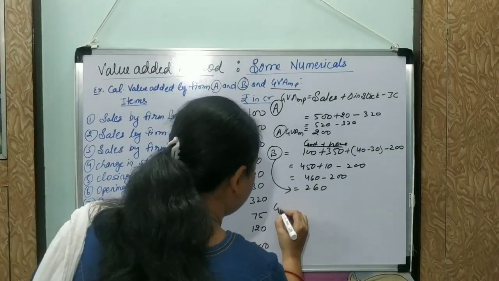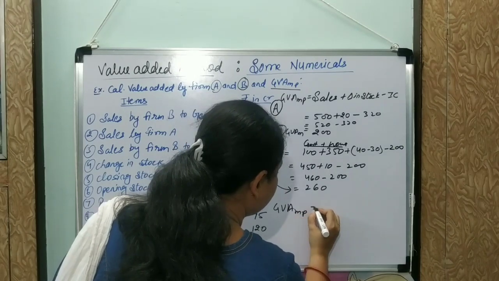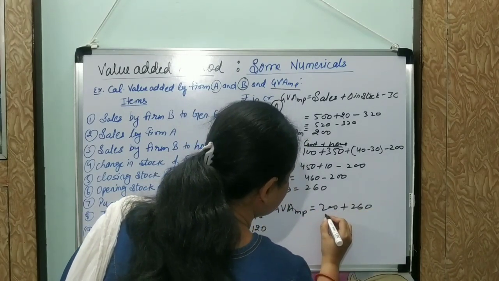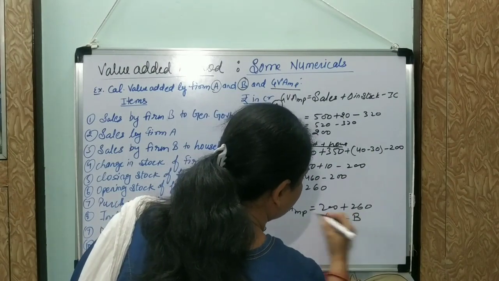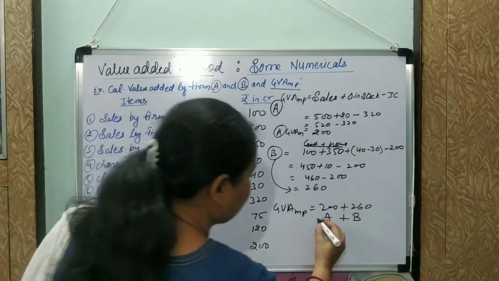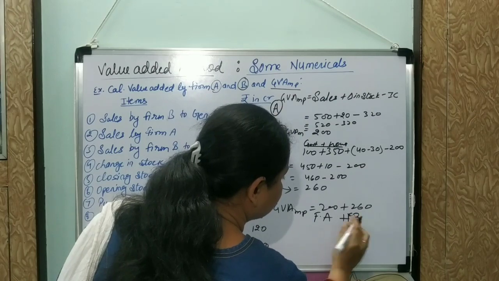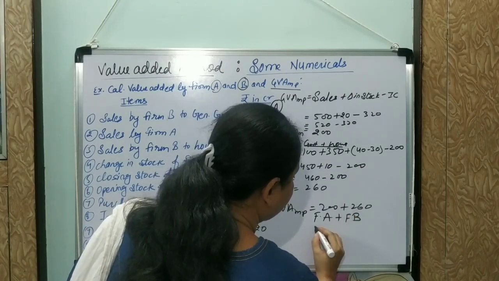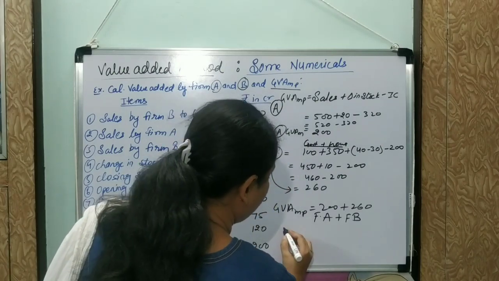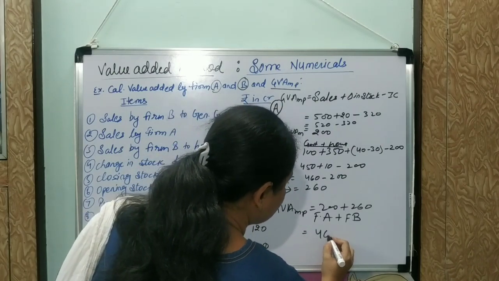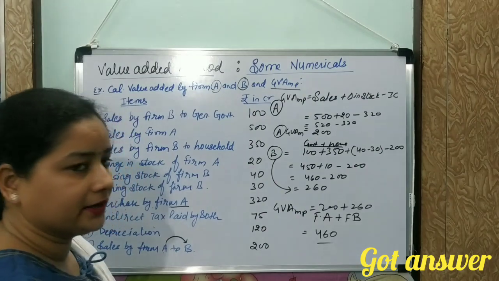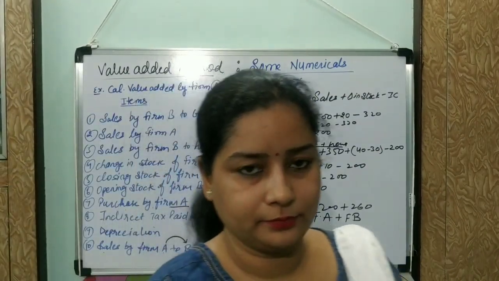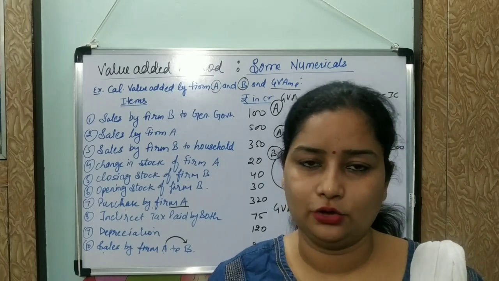Combinedly, GVA MP of the country will be 200 plus 260, means firm A plus firm B. In दोनों की GVA MP we have added here. We'll get our GVA MP, which will be 460. Our final result. Now one question should be coming in your mind, right? Or it is actually coming in your mind.